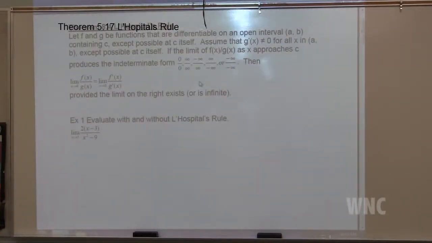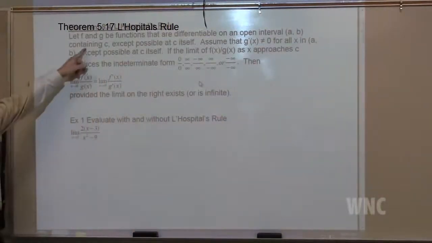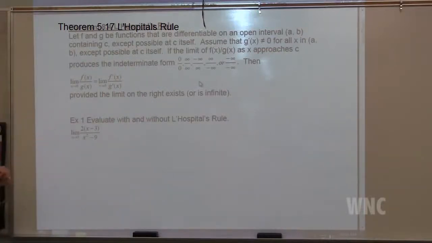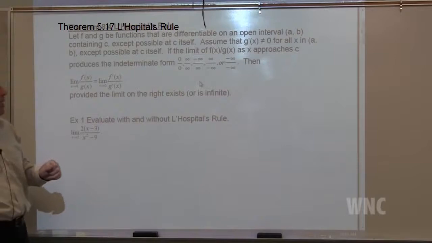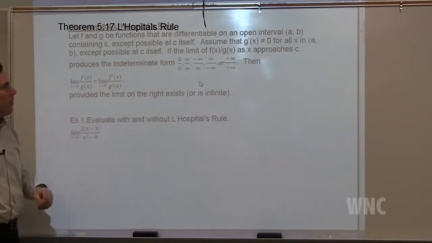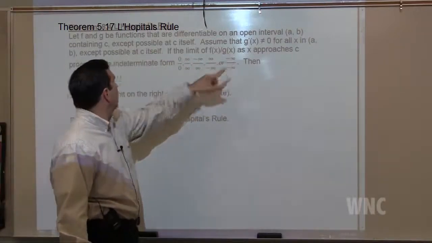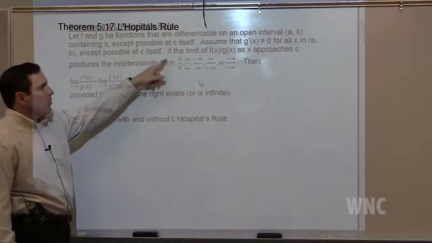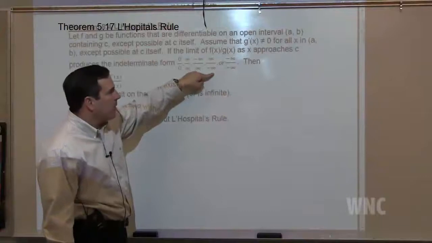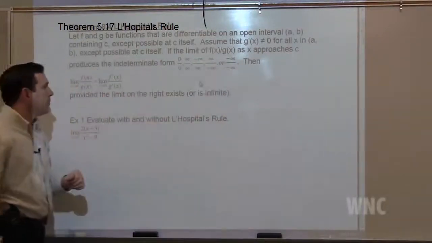L'Hopital's rule says, let f and g be functions that are differentiable on an open interval (a, b) containing c, except possibly at c itself. Assume that g prime of x is not equal to 0 for all x in the interval (a, b), except possibly at c itself. If the limit of f of x over g of x as x approaches c produces the indeterminate form 0 over 0, infinity over infinity, negative infinity over infinity, or infinity over negative infinity, we covered pretty much all those cases there, didn't we?